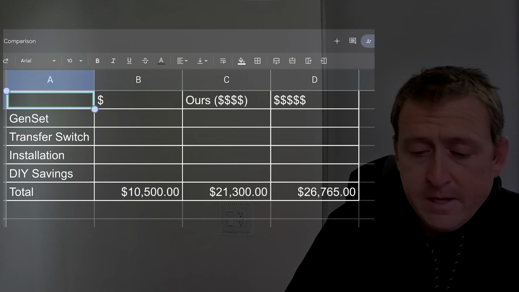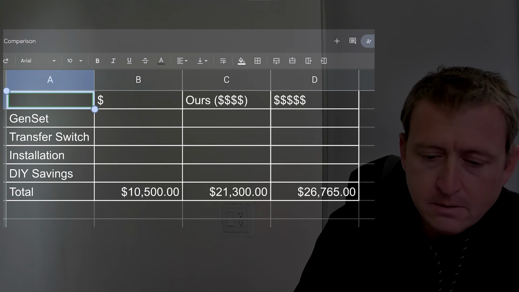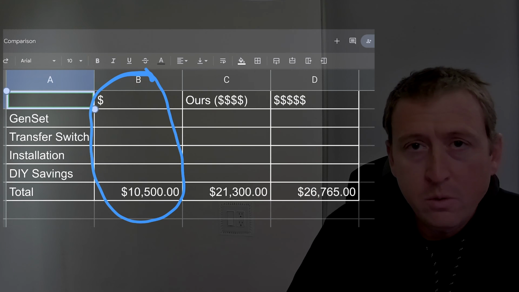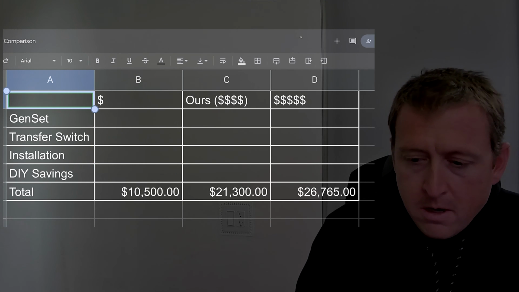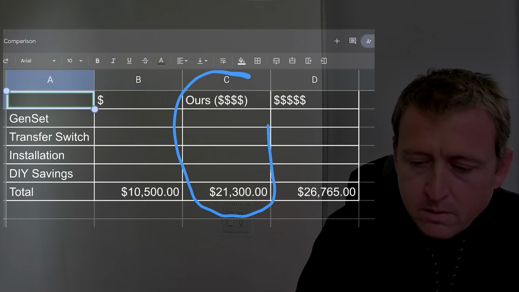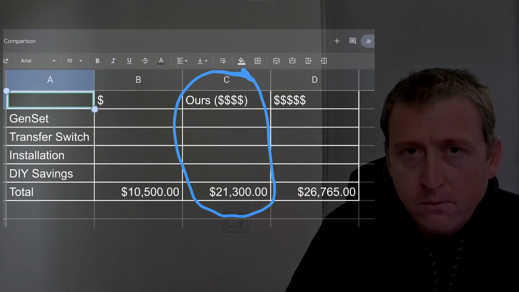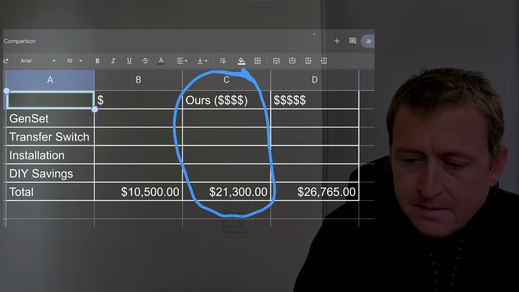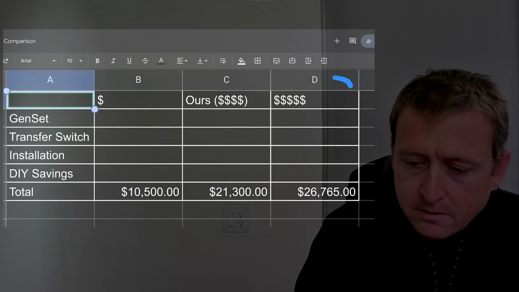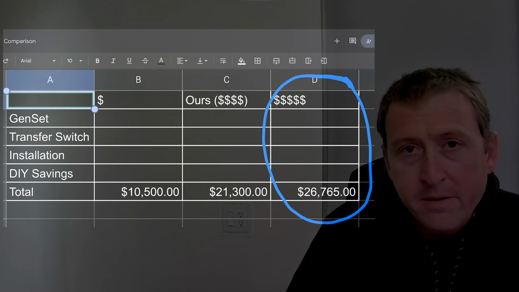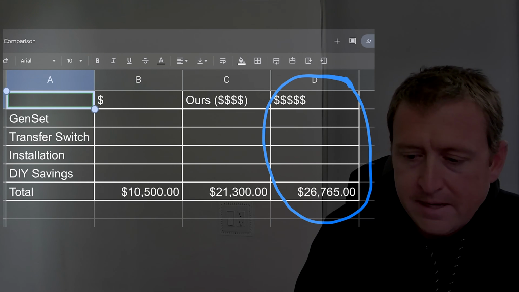All right, for the rest of this video, we're gonna be building out this table of costs. You can see column B is the most inexpensive version you can really do a whole home backup generator. Ours is this middle column, so this is the one that I just showed you in the video. Twice as much, there's good reasons for it, so we'll get into why that happens. And then the last column is the most expensive way you can install a generator, if it's a little bit bigger than ours and you didn't get any savings.